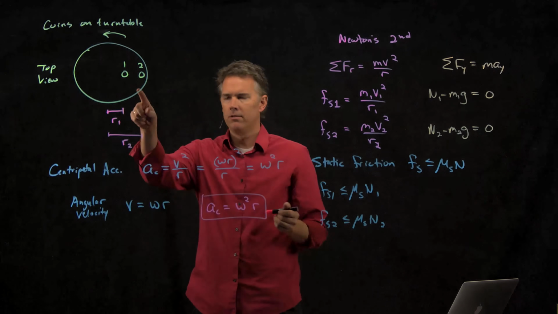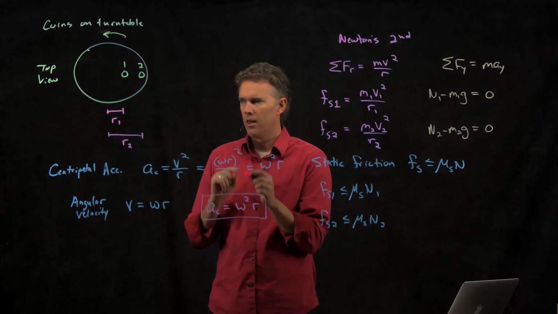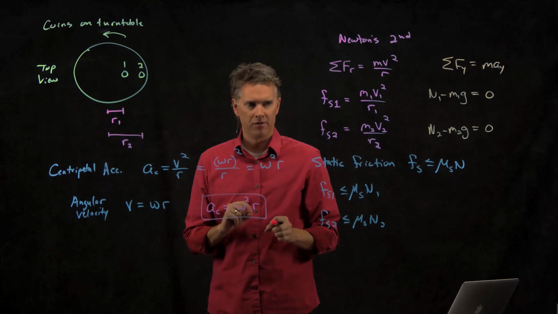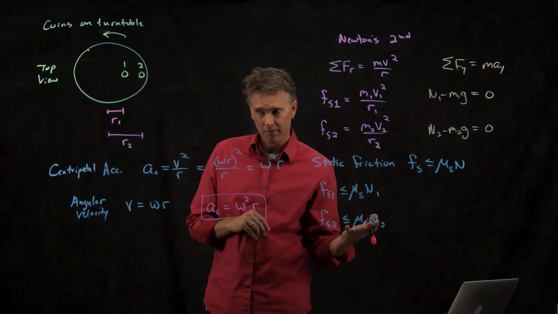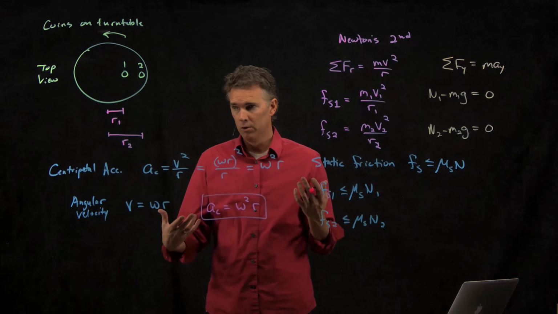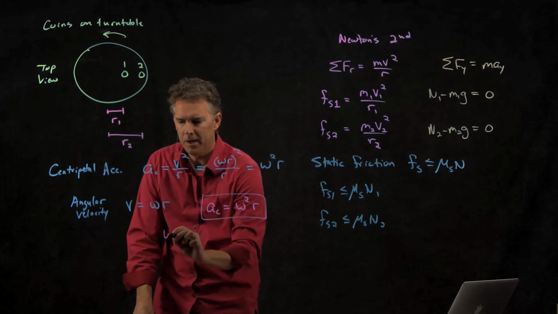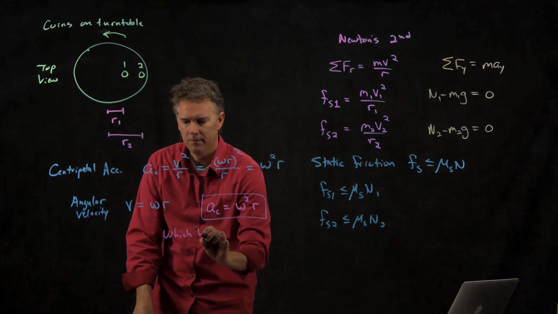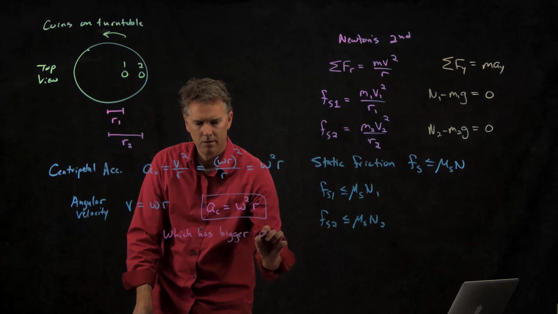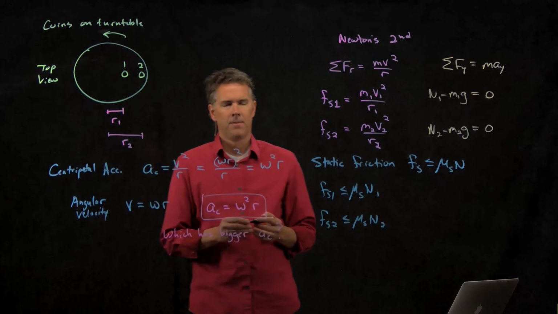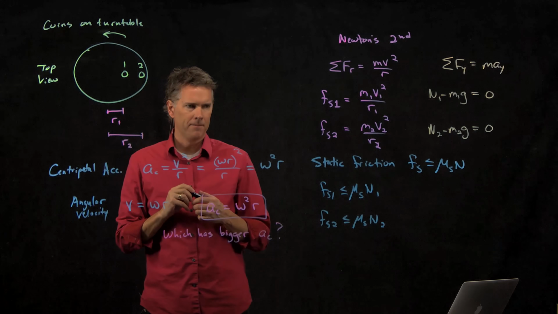Whichever one has the bigger centripetal acceleration, that's the one that's going to fly off first, because it's going to hit its maximum of static friction first, and it's going to lose out, and that coin's going to fly off first. So which one has bigger centripetal acceleration? Well, we know the answer. It must be 2, but how do we see that?